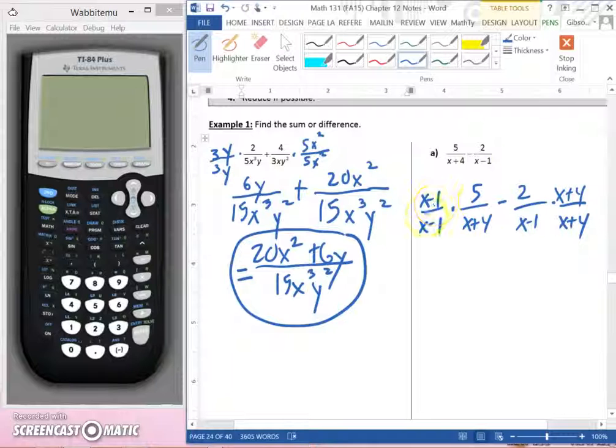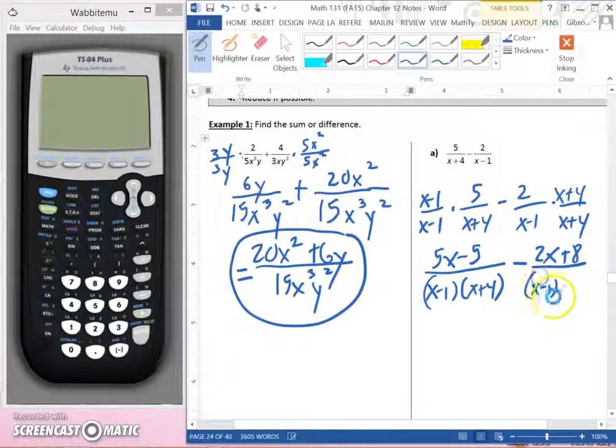Now, we will multiply x minus 1 times 5. That will give us 5x minus 5, because you would do the distributive property. And your denominator would be x minus 1 times x plus 4. Now, we could do this here. We could put our minus here. And then we could take 2 times x, which is 2x, and 2 times 4, which is 8. And that's all over x minus 1 times x plus 4.